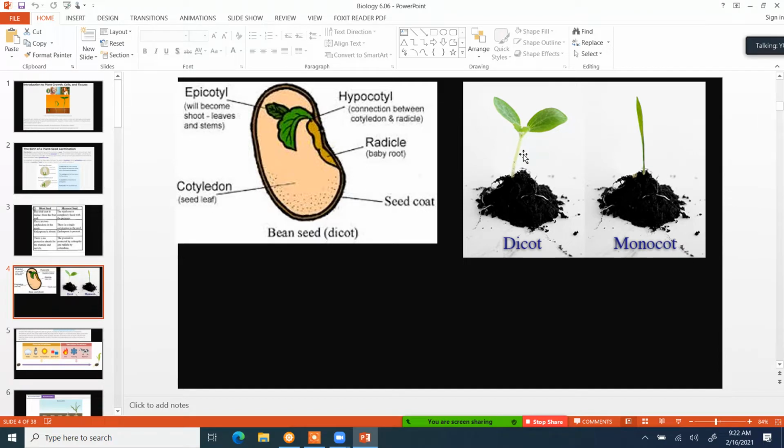What is a shoot? It says the epicotyl will become shoot, leaves, and stems. So shoot means leaves and stems that come out of the seed as the seed comes out. Right, exactly. So in a plant, you have the root system below the ground and the shoot system above the ground.